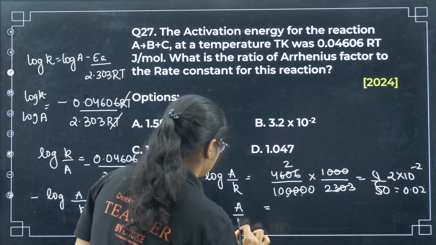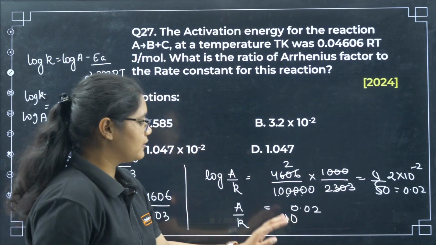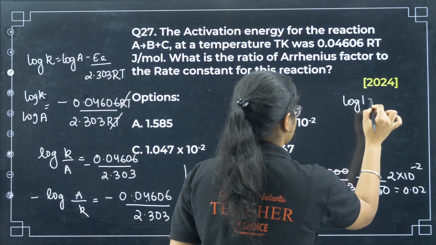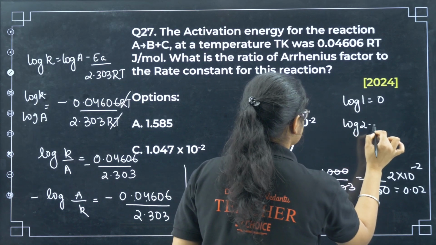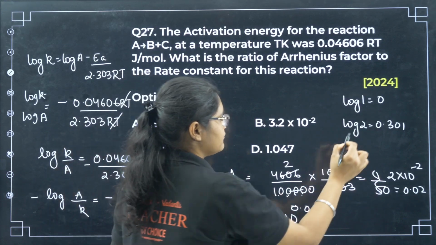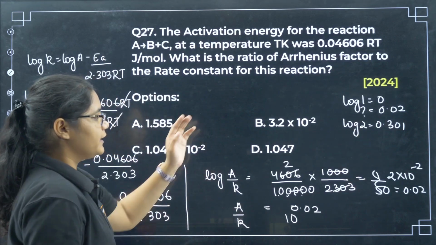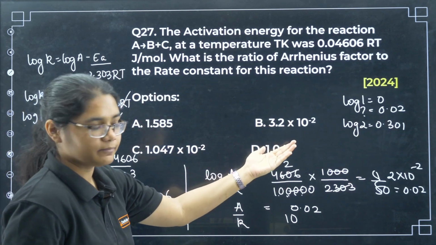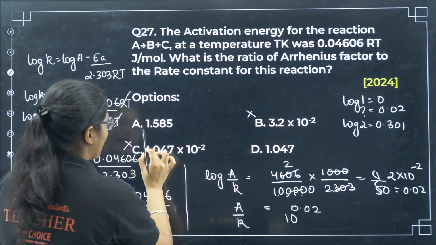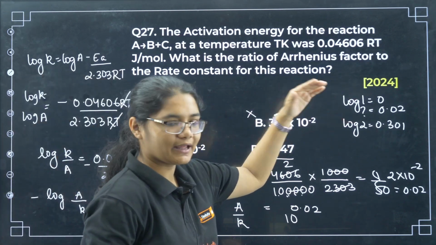So A by K value will be 10 to the power of 0.02. Now see very carefully, log 1 value is 0, and log 2 value is 0.301. So what number has log value 0.02? I have to find that number here, right? It has to be greater than 1 and less than 2. So you can see this number is not greater than 1, this number is not greater than 1. I have this number and this number. Now see, 1.5 comes in between 1 and 2, like exactly in the middle.